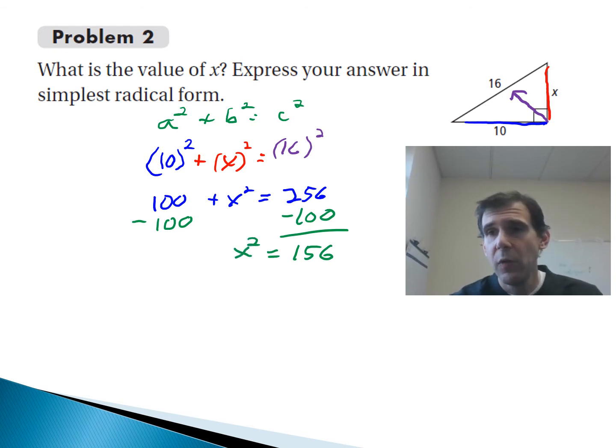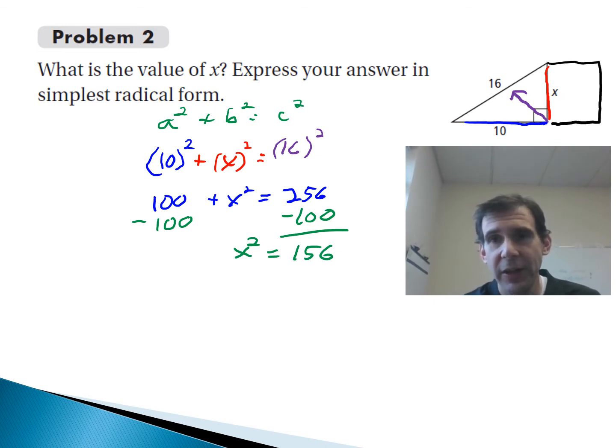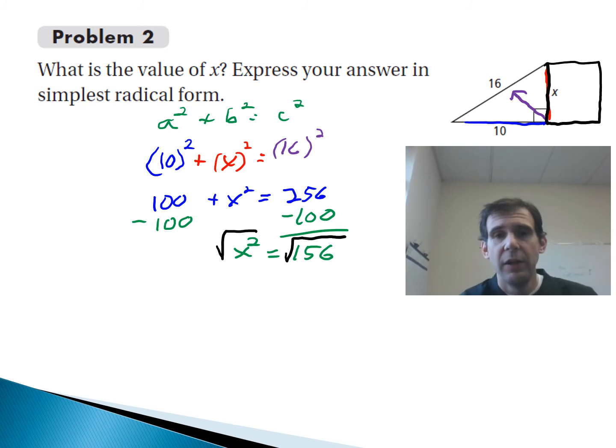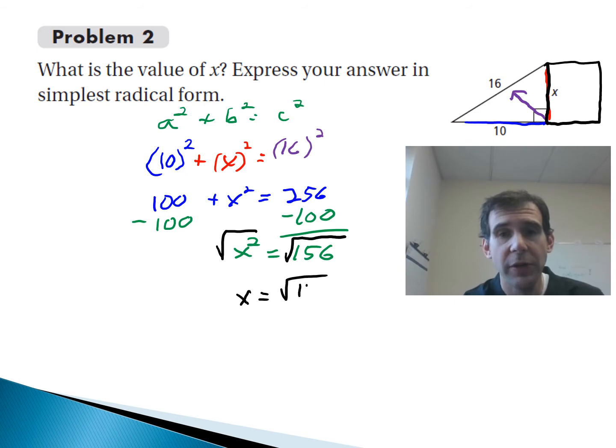So now, we're not looking for x squared, are we? We're not looking for the area of a square with side length x. That's a nice visual that we can use to prove the Pythagorean theorem, but that's not what we're looking for. We're looking for the actual side length. So we don't want x squared, we want x. So we want to take the square root, right? And again, if we do the same thing to both sides, properties of equality, then the equation remains equal. So we'll have x equals the square root of 156.